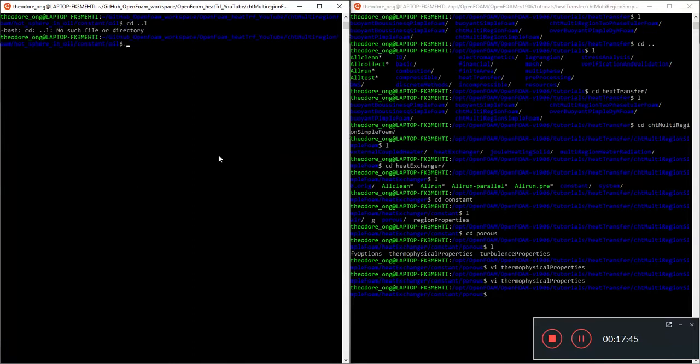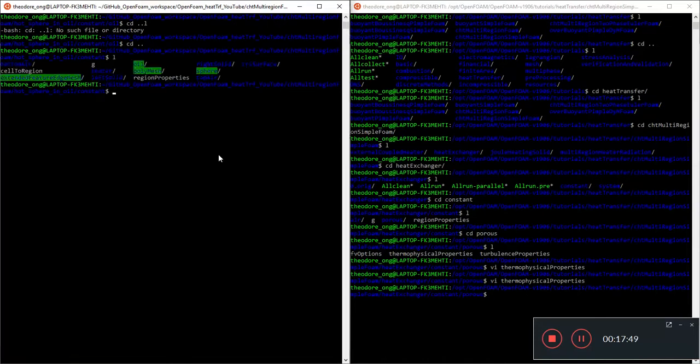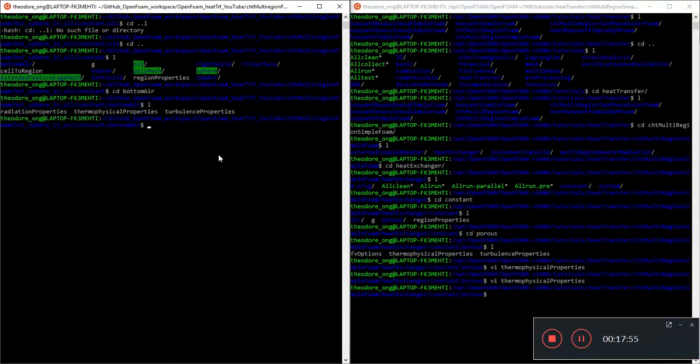Okay, so let's take a look at the air, bottom air, for example, because that's the fluid. The things that we need are there. So three files are here for us to copy and edit. One is called radiationProperties, one is called thermophysicalProperties, one is called turbulenceProperties. So let's go.